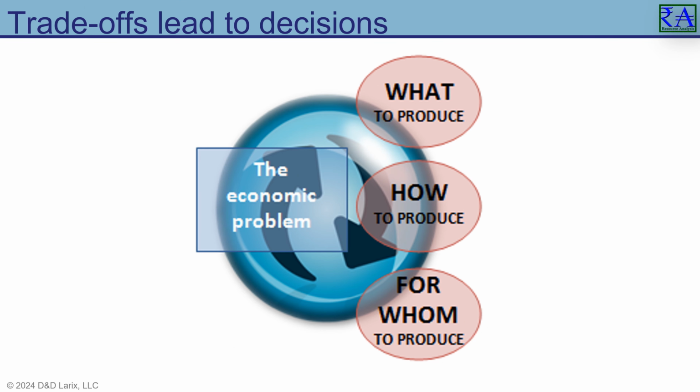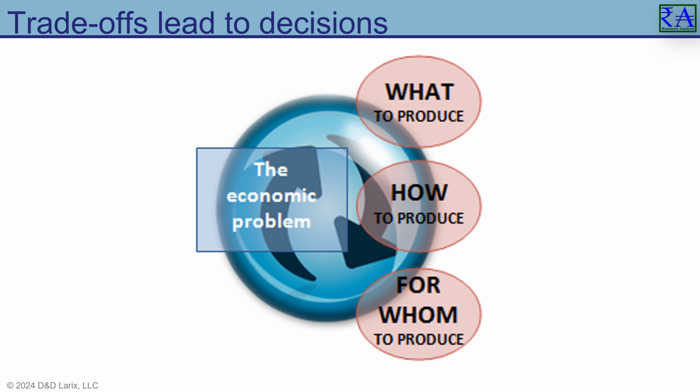What goods and services will be produced? This decision depends on the needs and wants of the population, influenced by consumer preferences and available resources. How will the goods and services be produced? This involves choosing the most efficient production methods, considering factors like technology, labor, and capital.